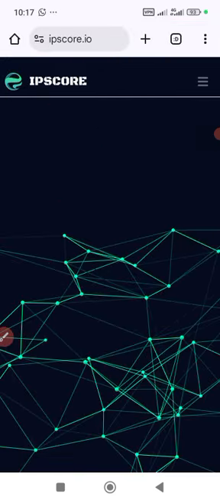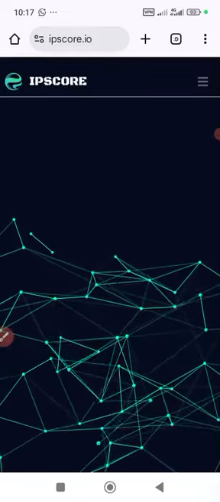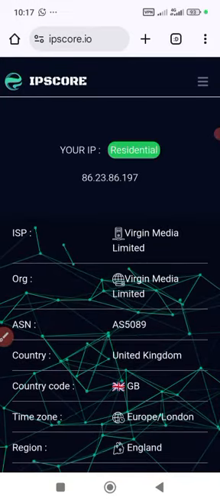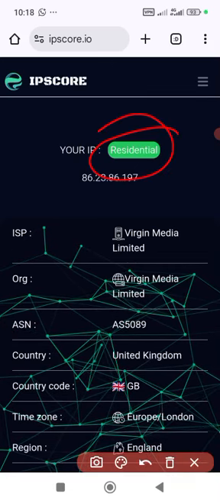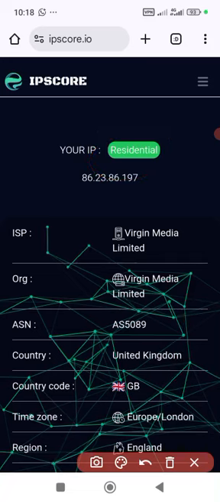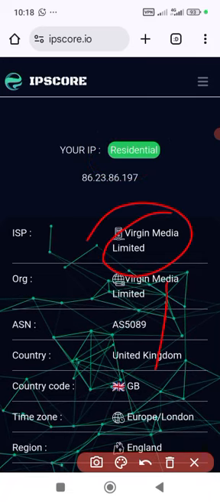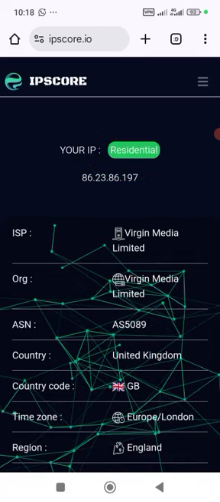I've refreshed. This is it. My proxy is a residential type proxy, and my ISP is Virgin Media, which is very important. Your ISP type is very important.